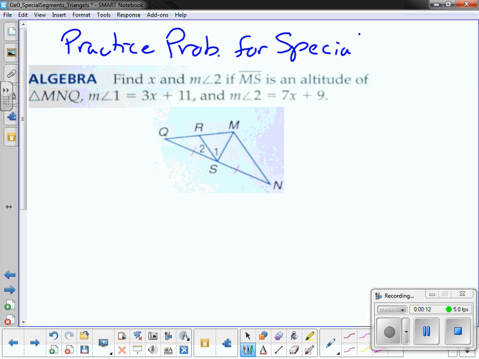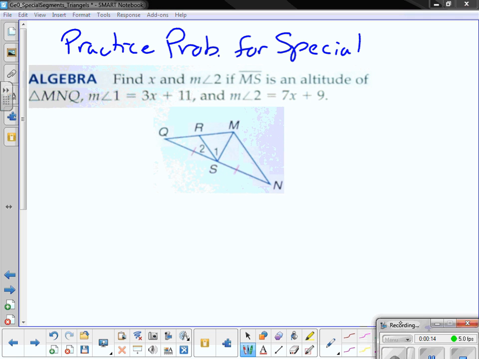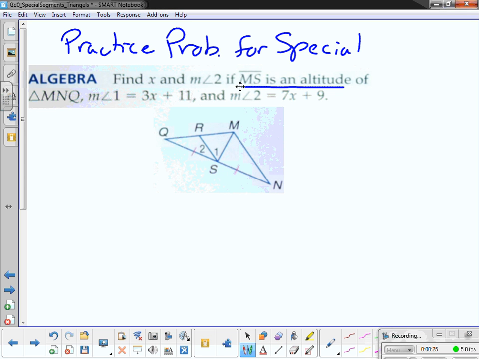I apologize, I don't have the music or the little video to start me off, or being at the board for you. So let's just get going on this. You're going to get problems like this. Find x and the measure of angle 2 if MS is an altitude of the triangle, and angle 1 is 3x plus 11, the measure of angle 2 is 7x plus 9.